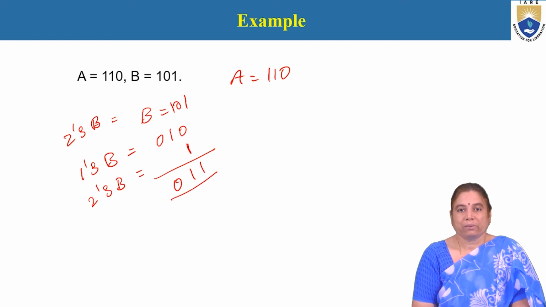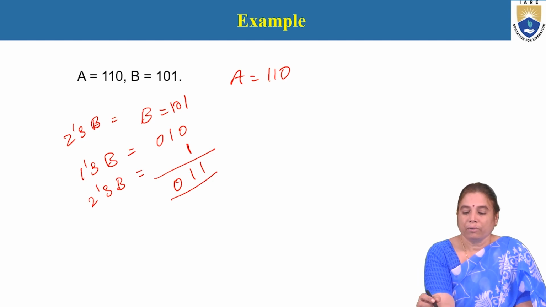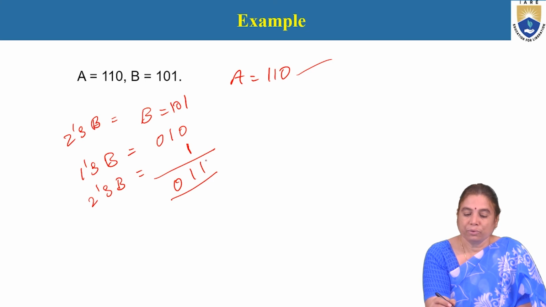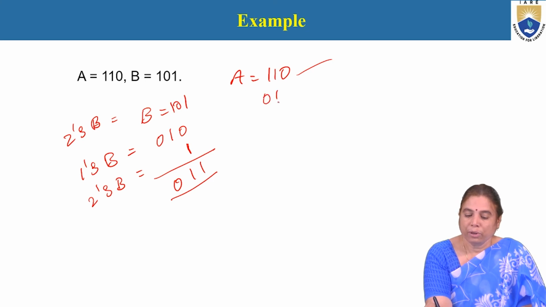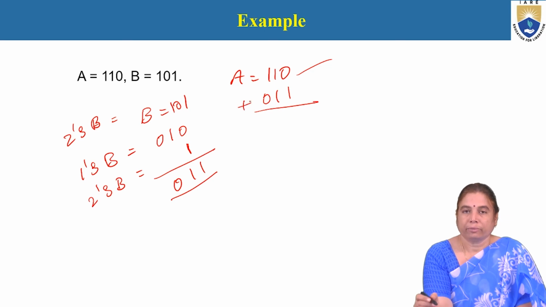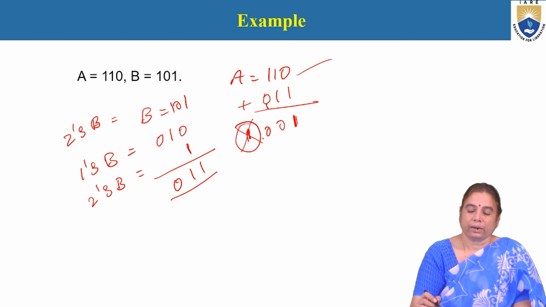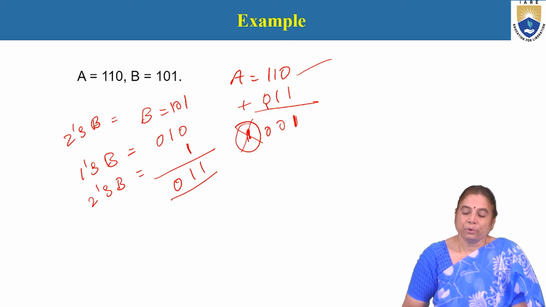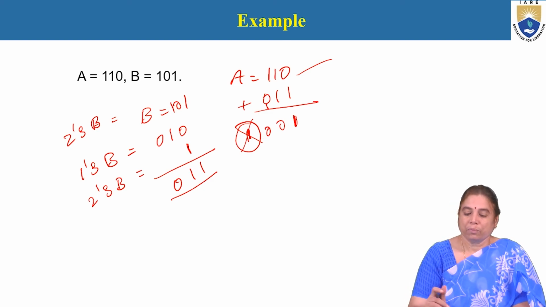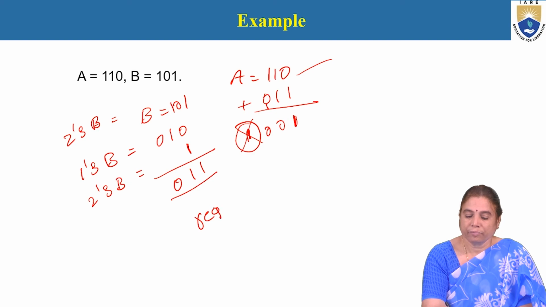How can the 2's complement subtraction be performed? A can be specified like this, and the 2's complement of the B value can be added. So 0 plus 1, 1; 1 plus 1, 0 with a carry 1; 1 plus 1, 0 with a carry 1. If an extra carry is produced, that can be discarded. So this is a positive number. The result is a positive number. So the result is 0, 0, 1.